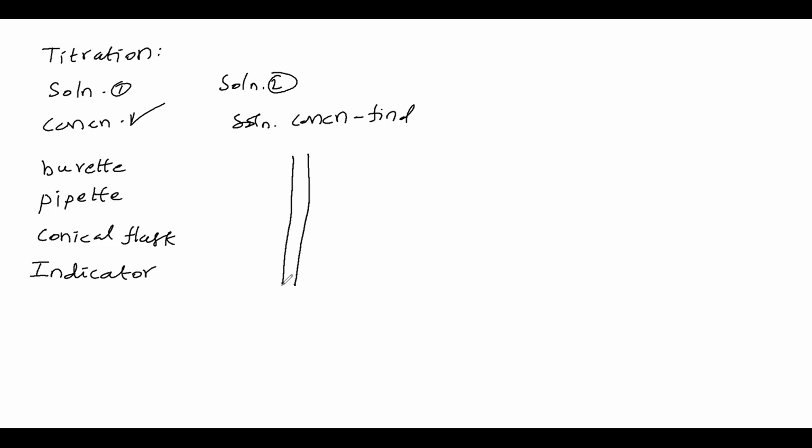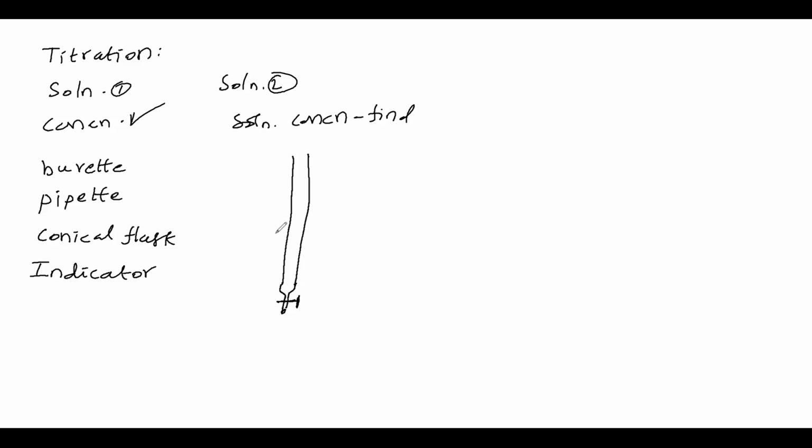And in this place, it will be like this. Here a hole will be there, and here a cork will be there. If you open the cork, the solution present in the burette will come down. We can control the flow of the burette solution using this knob.